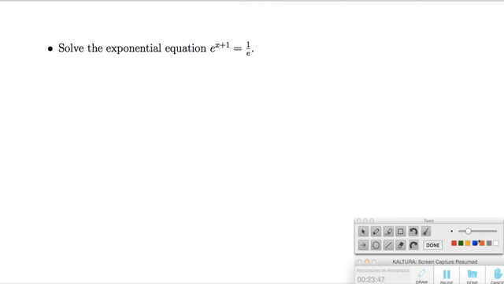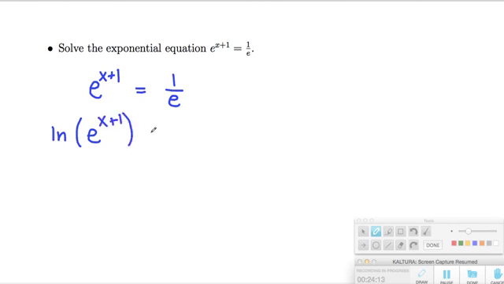But whenever you see e, it usually turns out to be slightly less work to take the natural log as opposed to the common log. Although I do want to emphasize, if you took log on both sides, that would work out fine as well. So we're going to take natural log on both sides of this equation.